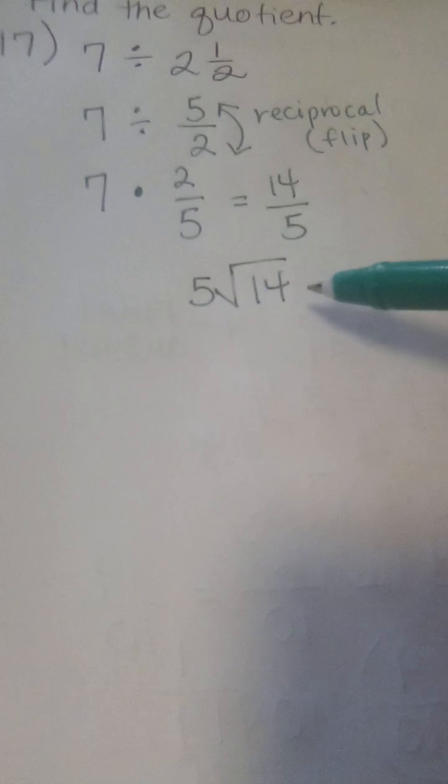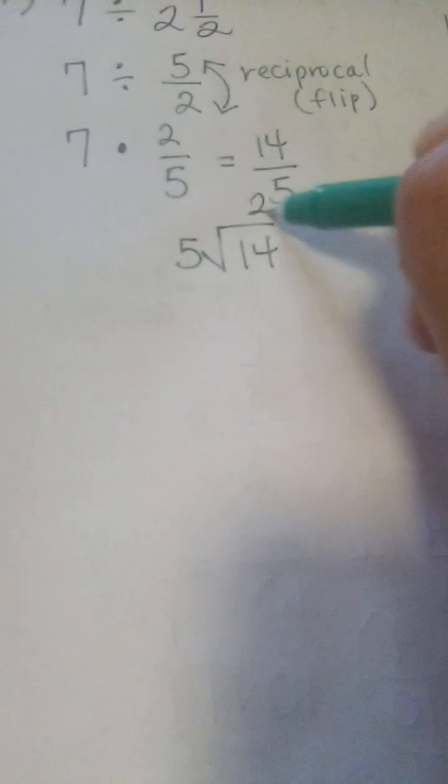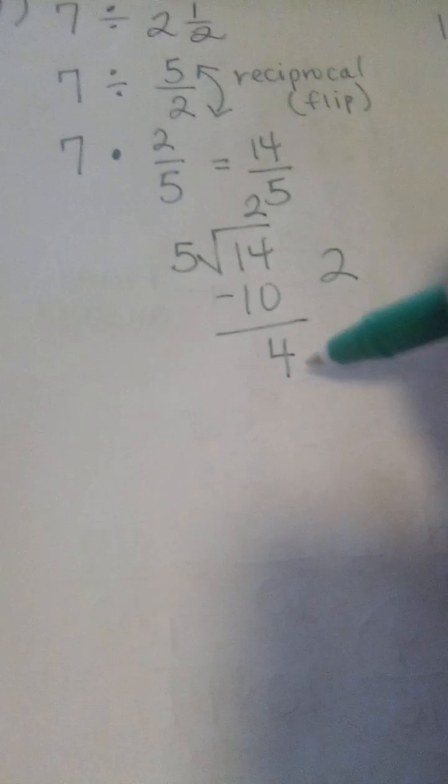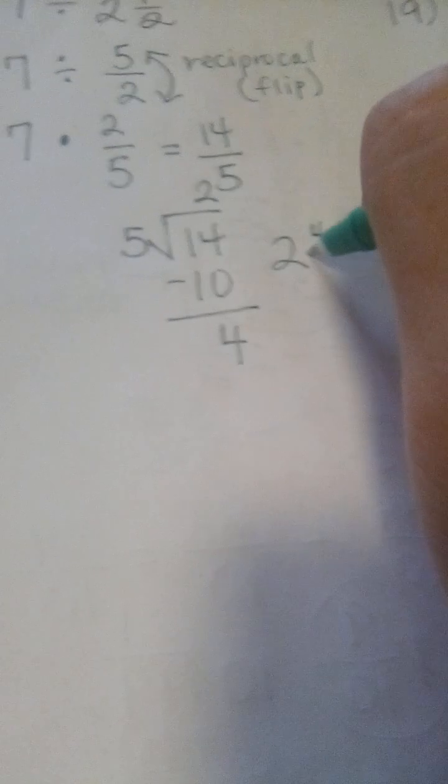And then how many times does 5 go into 14? I believe it's twice. 5 times 2 is 10. What's left over, the difference, is 4. Now convert that into a mixed number. The whole number is 2. The remainder, the numerator, is 4. And then the denominator is 5.